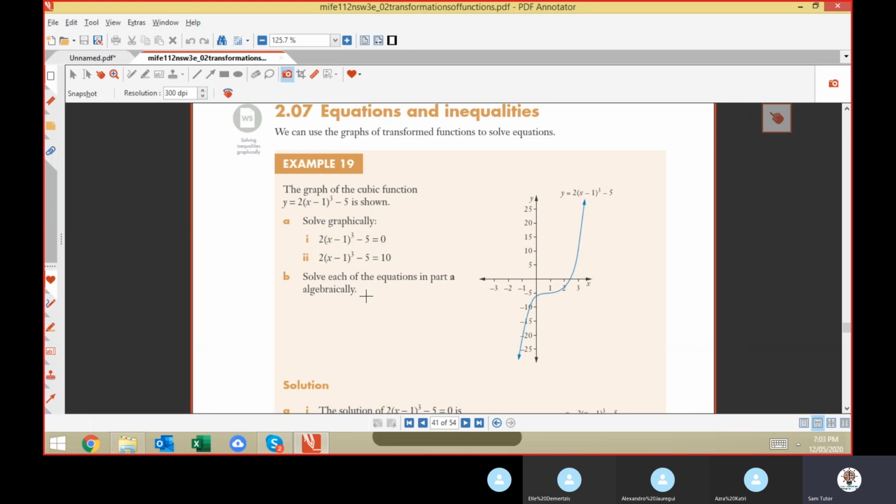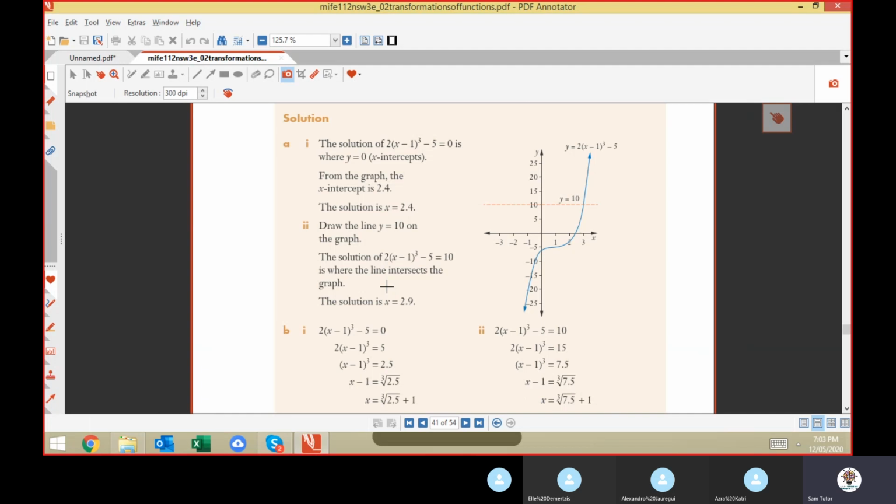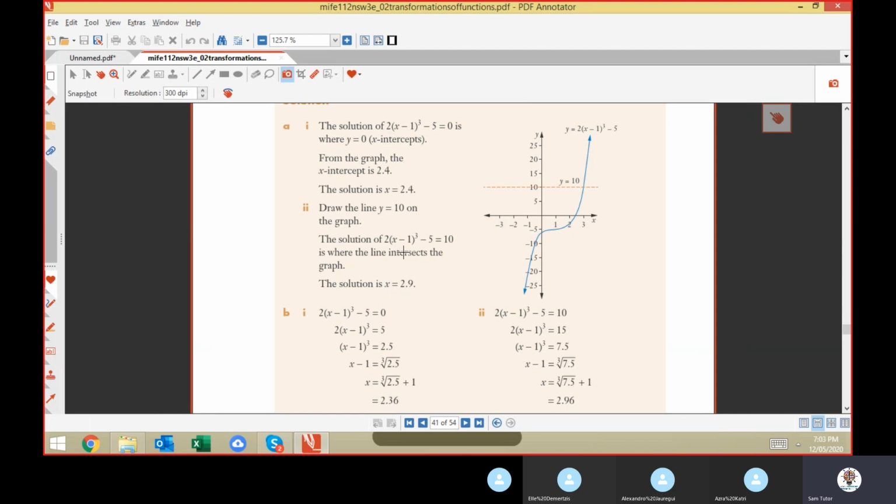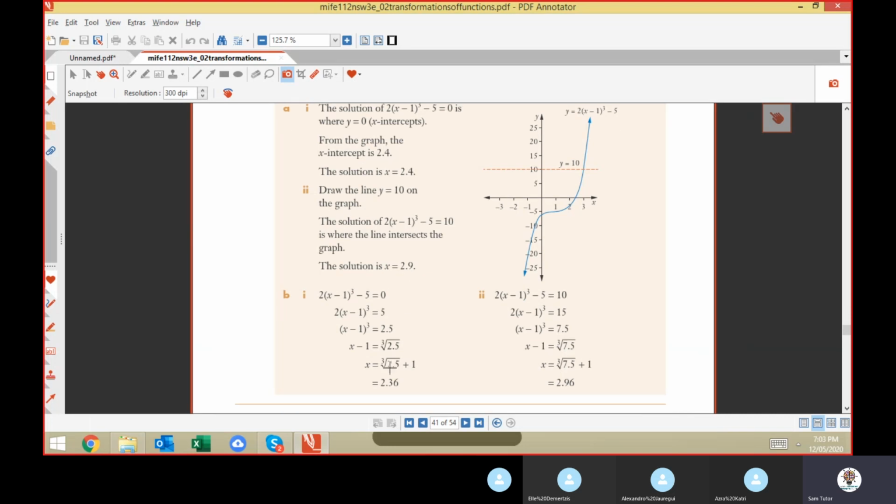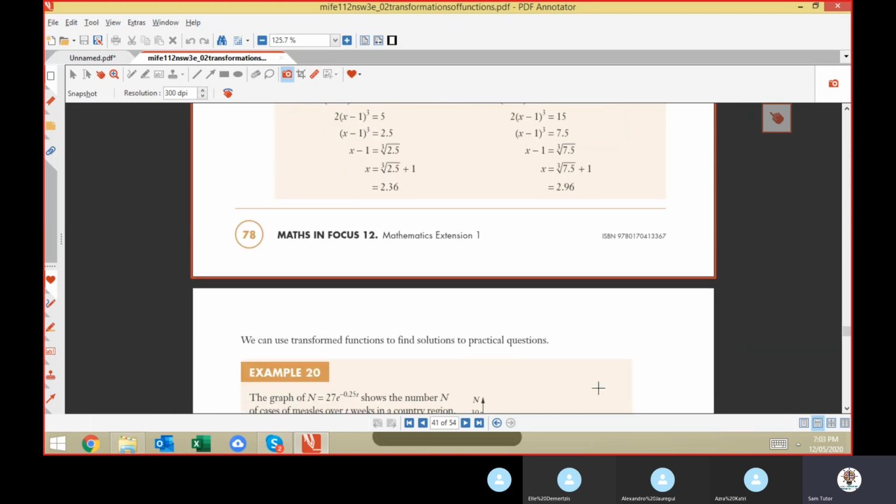Solve both of them algebraically. Well, just bring everything to one side and start cube rooting and dividing. Sorry, first cube rooting and solve for x. It's really easy. There it is, 2.5 and 3. So it wasn't a bad guess. 2.4 and 2.9. And there it is in exact form once you solve. So +5, divide, cube root, add 1.